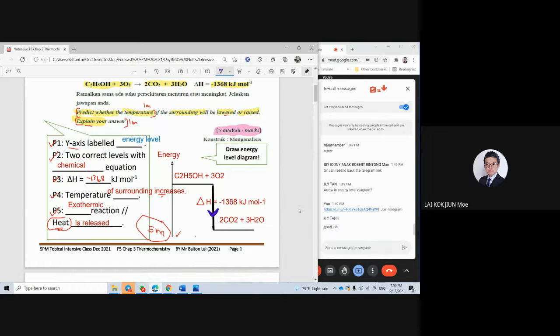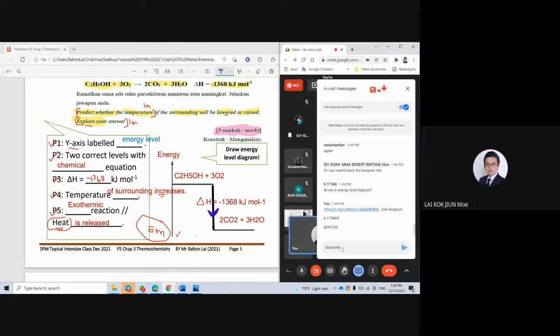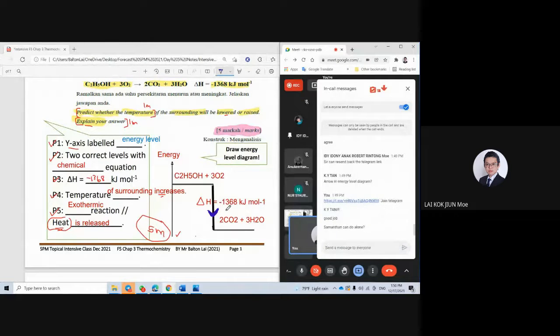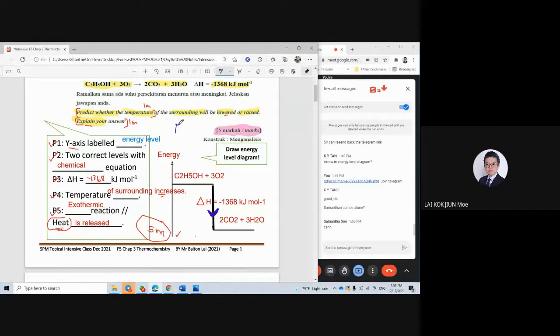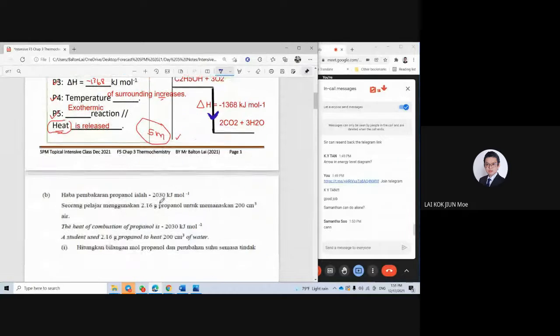Remember, the arrow represents the graph going down. Alisa, no problem, you can do your work first and join us later when free. Samantha, now you're alone. So you see, the arrow must be going down. Going down means the temperature is rising, the heat is released. So now you have to show the arrow. Without the arrow, wrong. Remember. So 5 marks like this.